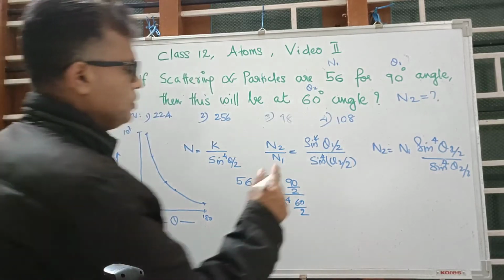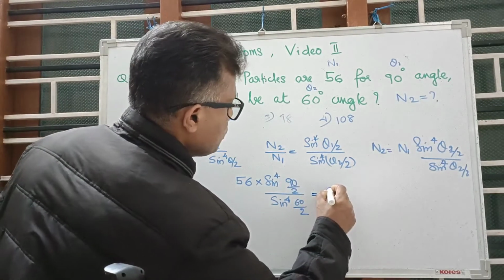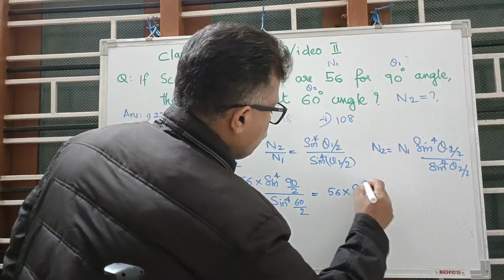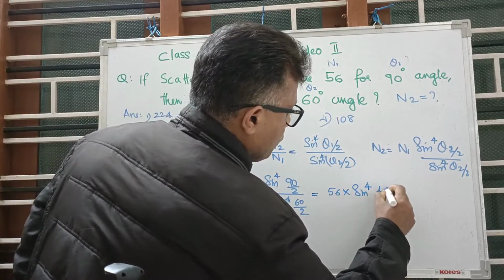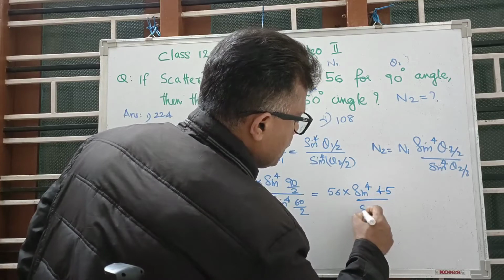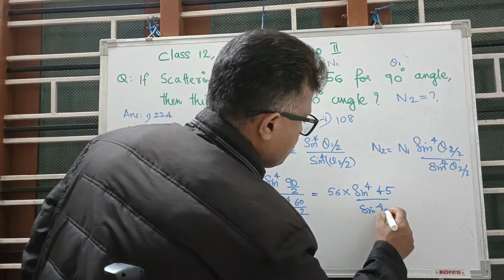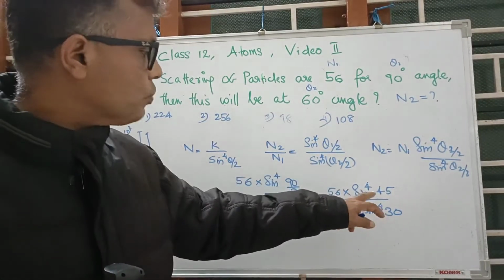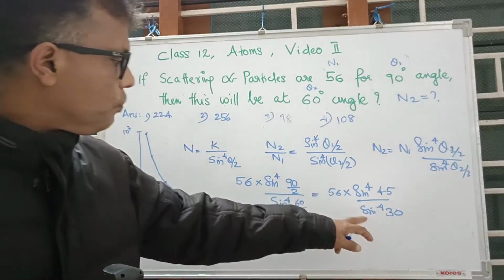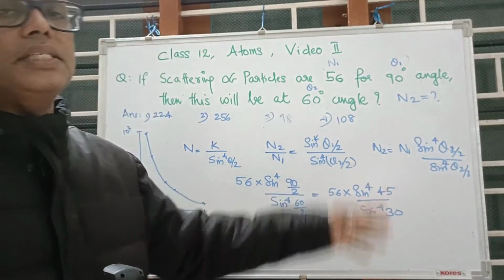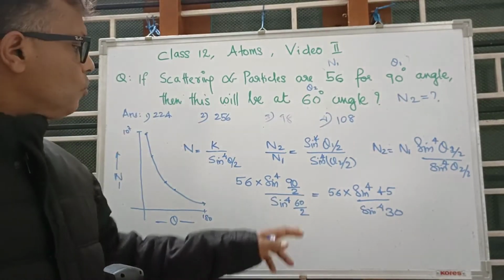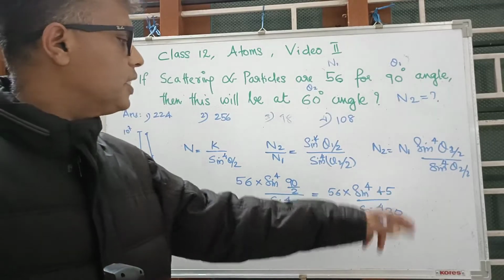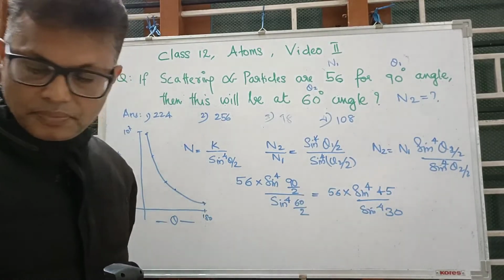Clear, no? Again writing, it is equal to 56 into sine raised to 4, 45 divided by sine raised to 4, 30. Now if you know the value of sine 45 and sine 30, it is very easy. So the value of sine 45 and sine 30, I'll explain here.